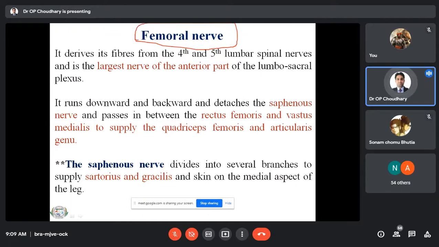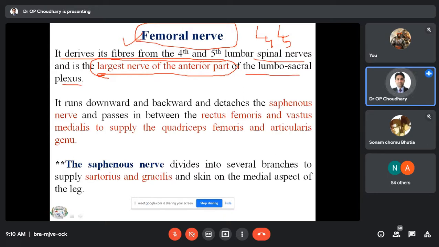The second nerve is the femoral nerve, and it derives its fibers from L4 and L5. The previous one, the iliopsoas nerve, originates from only one lumbar spinal nerve. However, the femoral nerve derives its fibers from the fourth and fifth lumbar spinal nerves. And it is the largest nerve of the anterior part. Very, very important. Femoral nerve is the largest nerve of the anterior part of the lumbosacral plexus.